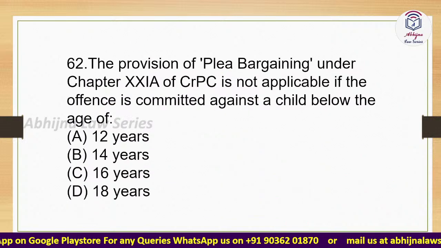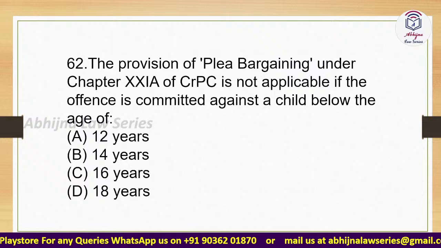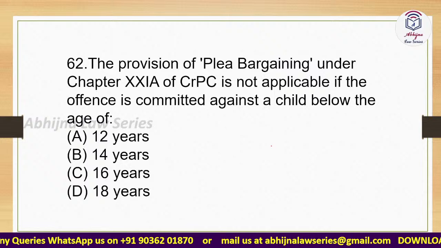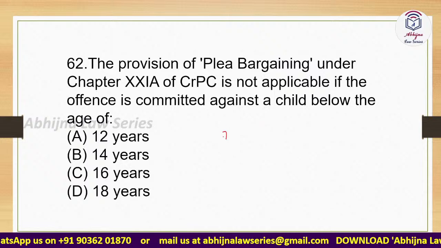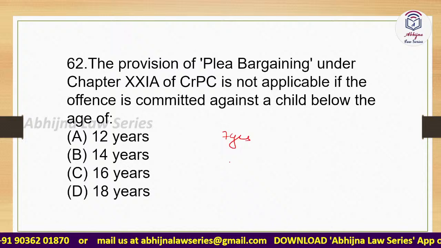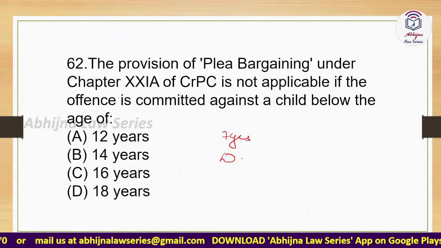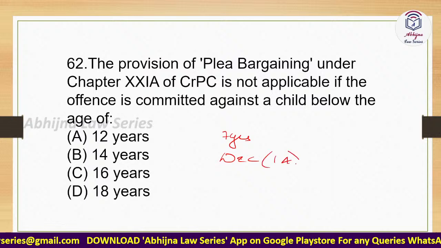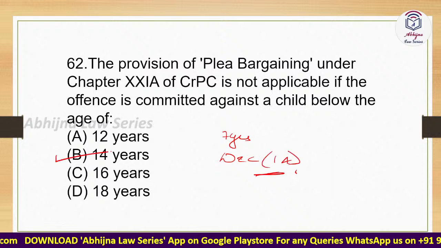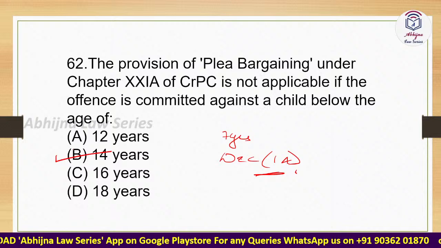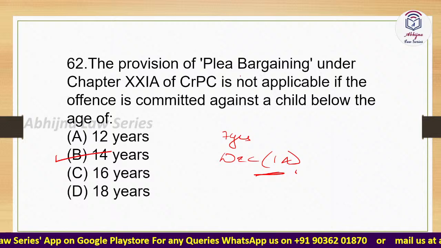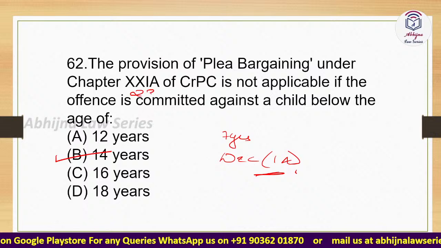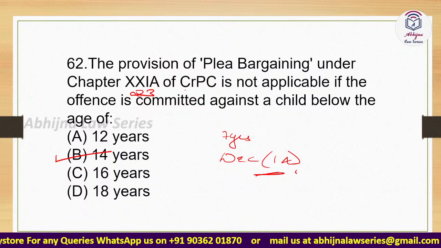Next one, plea bargaining. So plea bargaining is not applicable to whom? Plea bargaining is not applicable to offences above 7 years or when there is an offence against a woman or a child below the age of 14 years. So here B is the answer. For plea bargaining, the chapter has now been renamed as Chapter 23 of BNSS.